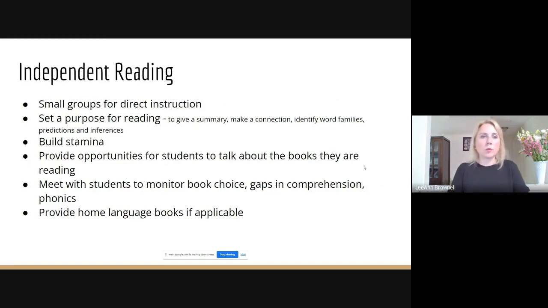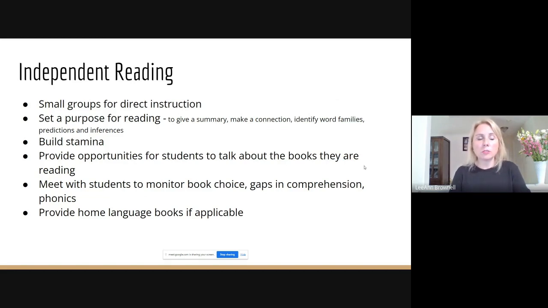So while independent reading is happening, you can be working with small groups, providing direct instruction. Set a purpose for reading. So are they going to, at the end of it, turn to a partner, give a summary? Are they going to be making a connection to what they've read? Are they going to be looking at different word families that maybe they had done a lesson or two before? So what is the focus of their reading?